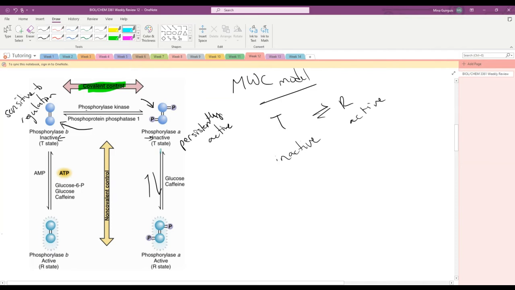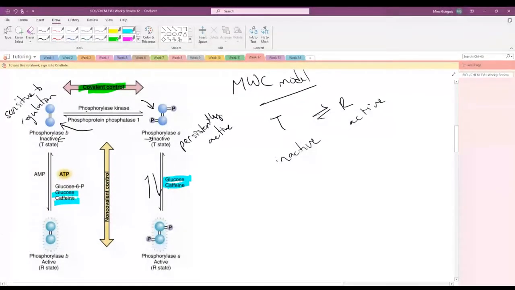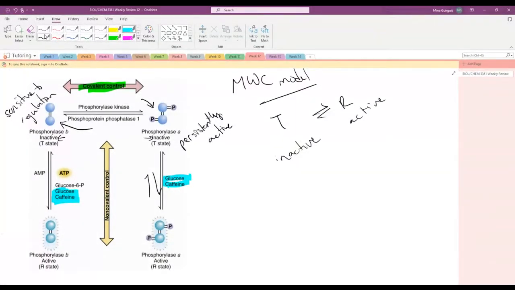However, they can be activated or inhibited in some way or another. Both of them are affected by glucose and caffeine. We're going to talk about the other parts later, but for now, glucose and caffeine. Let's think about what glucose and caffeine are. Well, glucose specifically first. Glucose tells you you have glucose in the blood. If you have glucose in the bloodstream, you don't need to convert your glycogen to glucose, right? Therefore, glucose converts your active form, your R state, into the tense state because it turns off the phosphorylase.